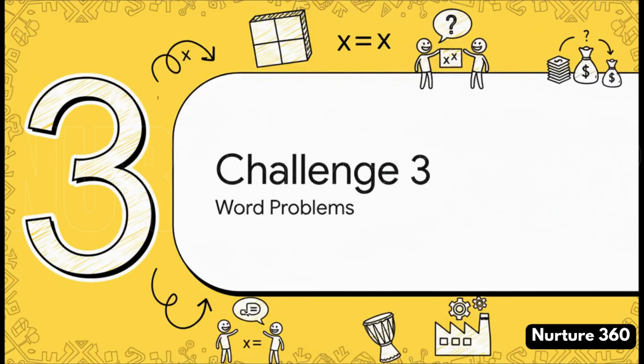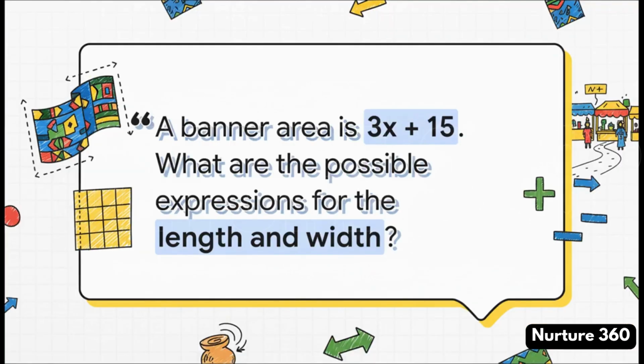All right, time for the final challenge. This is where the rubber meets the road. We're going to take all these awesome skills and actually apply them to real-world situations. This is where you prove you've mastered this, by turning everyday language into the language of algebra. Okay, let's check out a real-life problem. Amaka is designing a rectangular banner, and its area is 3x plus 15.